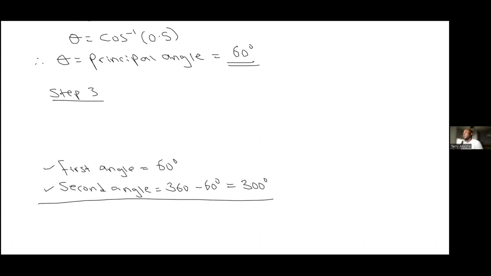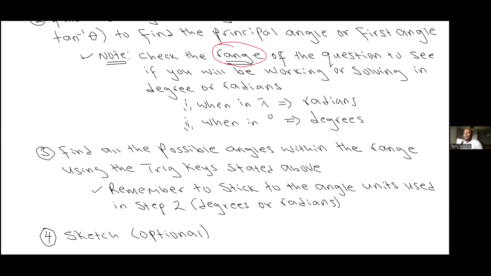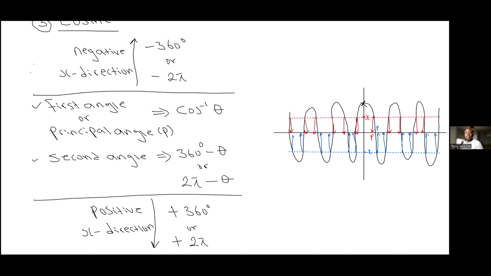So we've gotten the first angle and we've gotten the second angle. Now, I told you as well that if you're going in the positive x direction, you keep on adding 360. If you're going in the negative x direction, you keep on subtracting 360. Because we're working in degrees, I'm going to be using 360 and minus 360. If, for instance, the range was in radians, then I would have to use 2 pi and minus 2 pi. Does that make sense? But because in this case it's in degrees, I have to work with that.